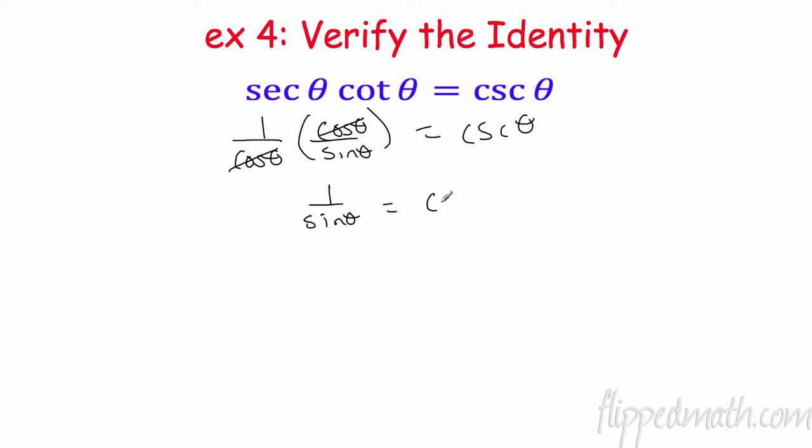And I know that 1 over sine theta, another name for that is just cosecant theta. So in the end, cosecant theta does equal cosecant theta. Now, a lot of you are going to be like, oh, well, right here I see 1 over sine theta, and that's just cosecant theta. All right, here's the deal.